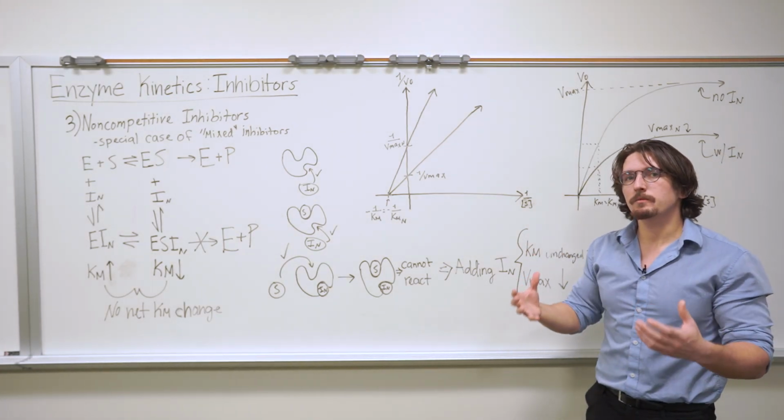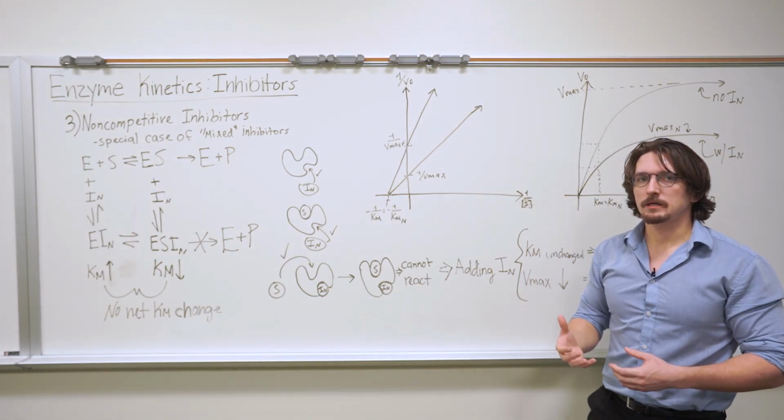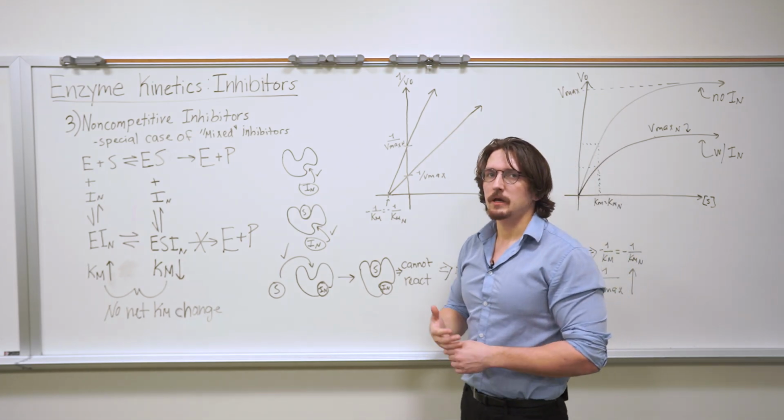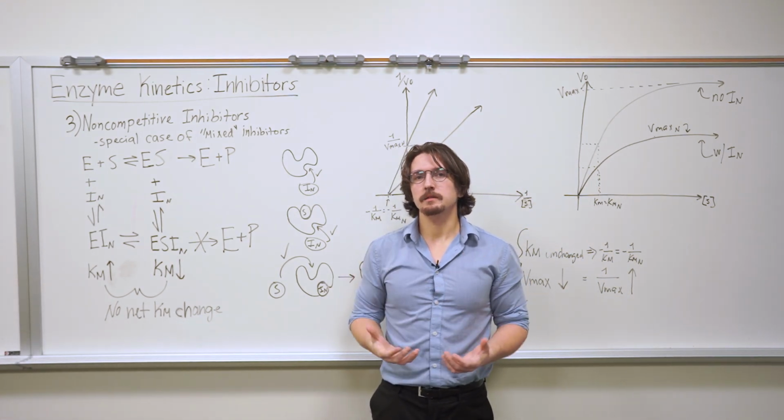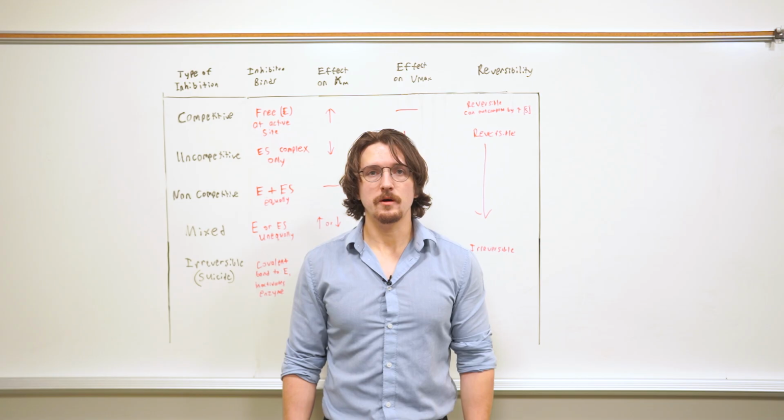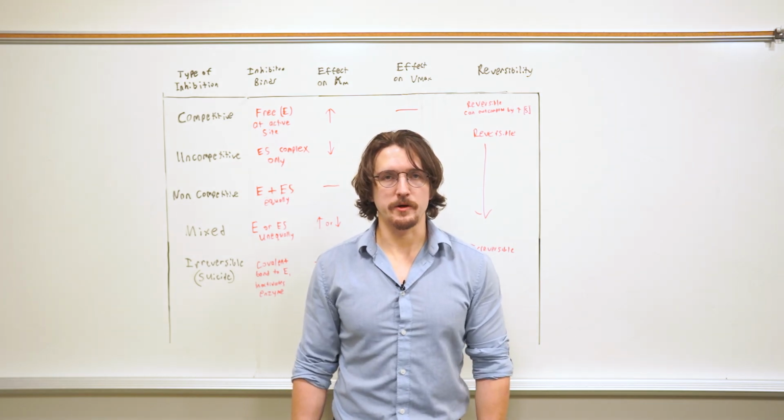So next, we're just going to summarize what happens to the Km and the Vmax in the presence of different classes of inhibitors, okay? And then we're going to try to apply this information to solve some practice problems. Okay, so now let's summarize what we learned about inhibitors.